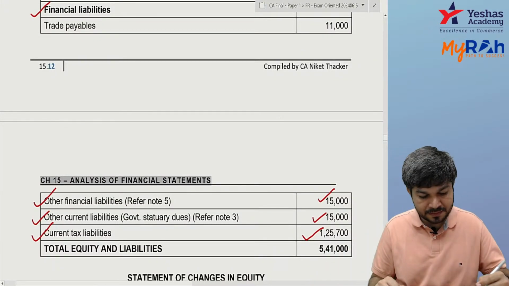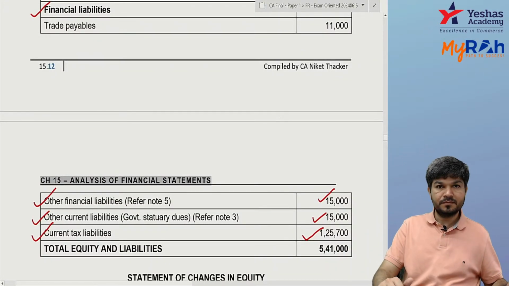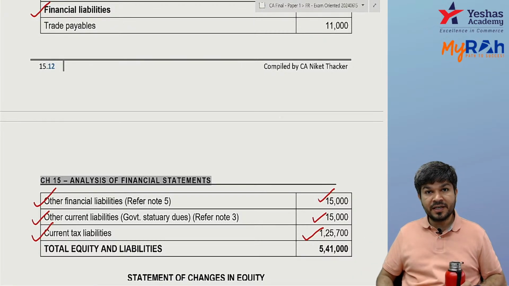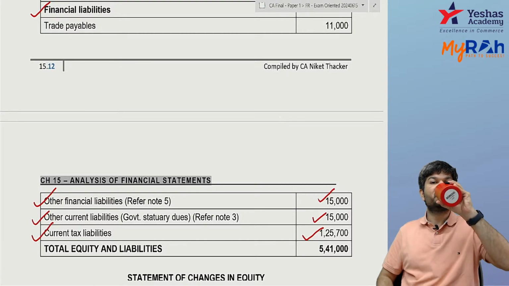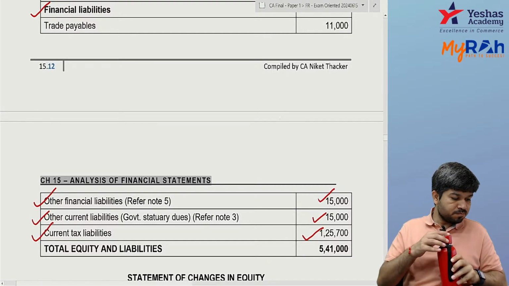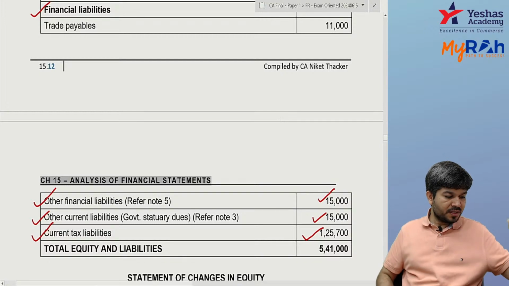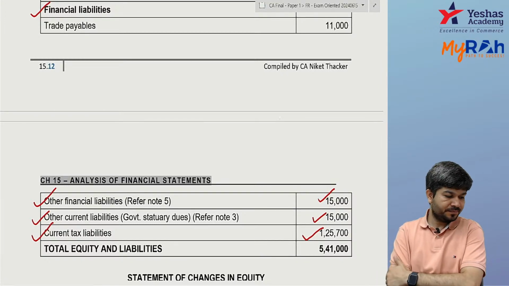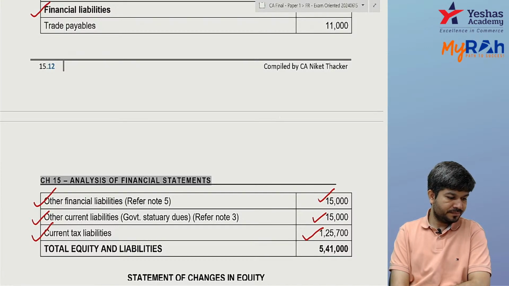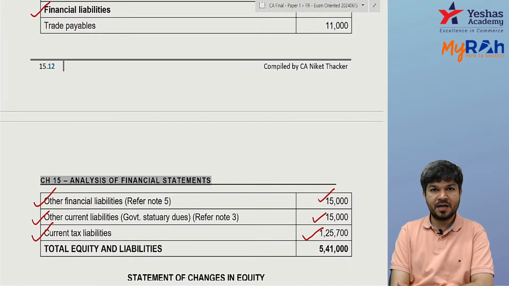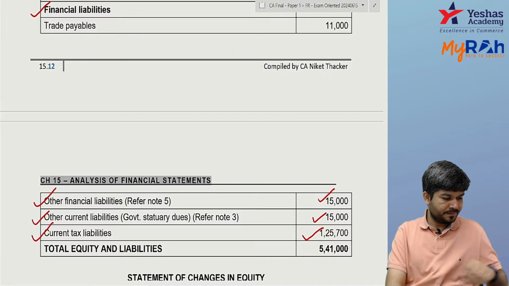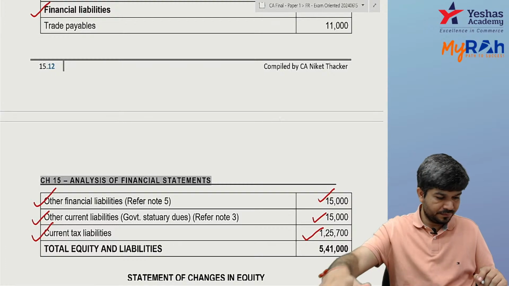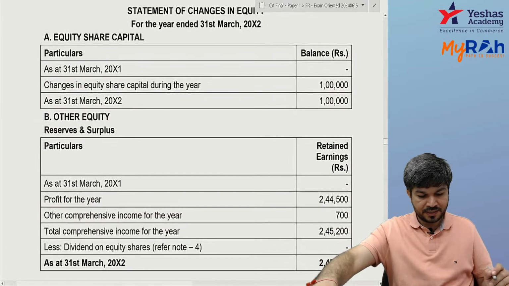Any doubts? Anybody? This is understandable, just a mixture of your Schedule III and Ind AS together. Tulsiram, Vishnupriya, Vidhi, Pooja, any doubts? Bhavesh, any doubts? Thank you. Okay, so let's move ahead.